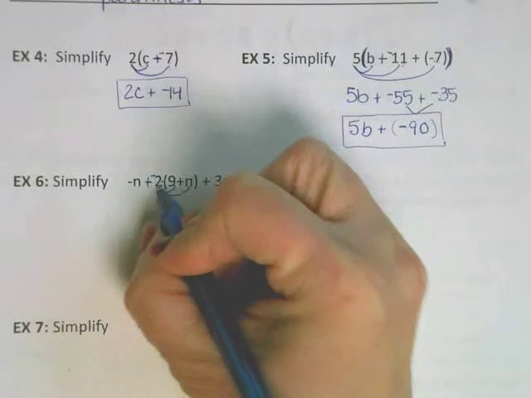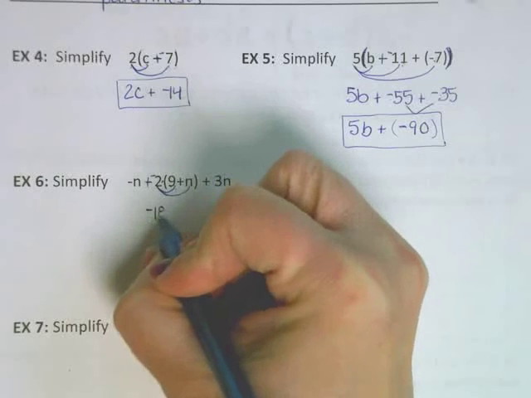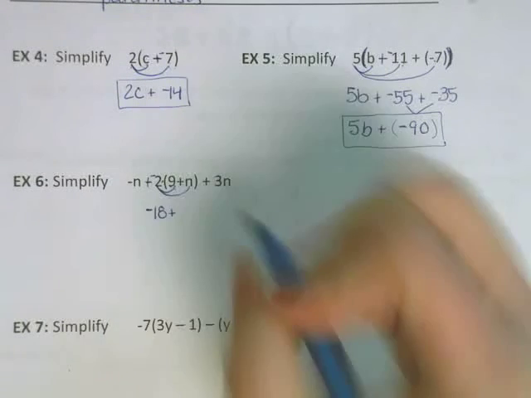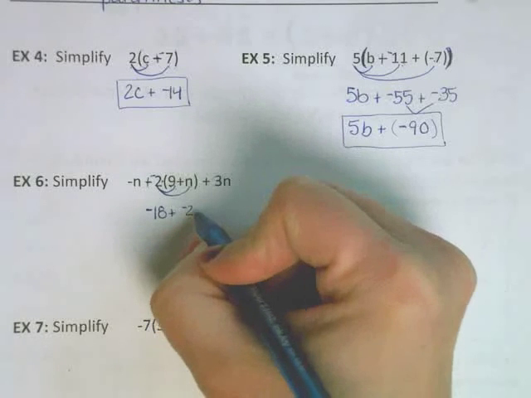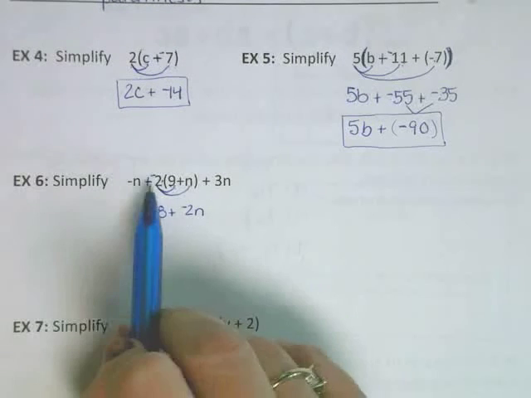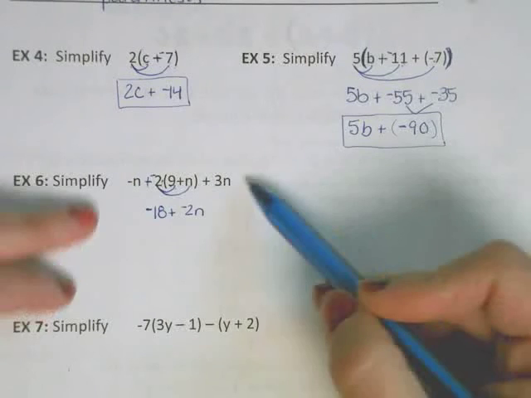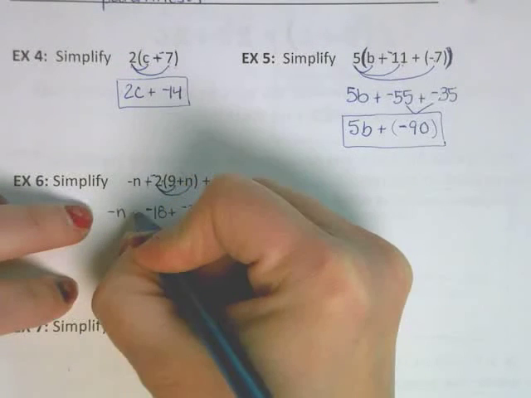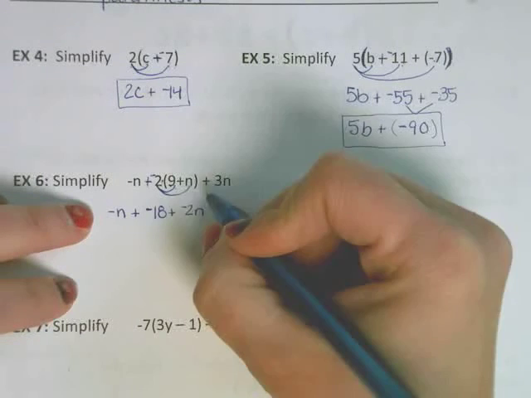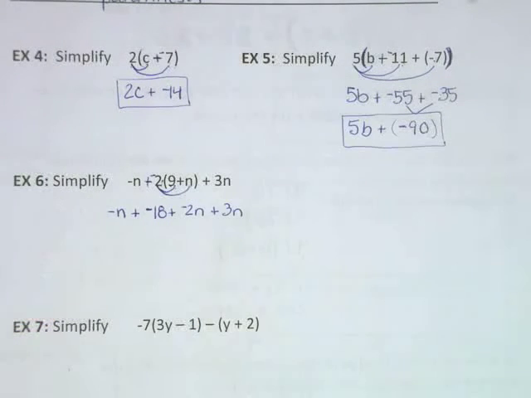So what is negative 2 times 9? Negative times a positive is a negative 18. Plus, what's a negative 2 times n? It would just be negative 2n. That takes care of my distributive property. And now these guys that were hanging out, we just bring them down. So there was a negative n out front, there's still a negative n. There was a plus, there's still a plus. After the parentheses, there was a plus and a 3n. So I bring all those down.